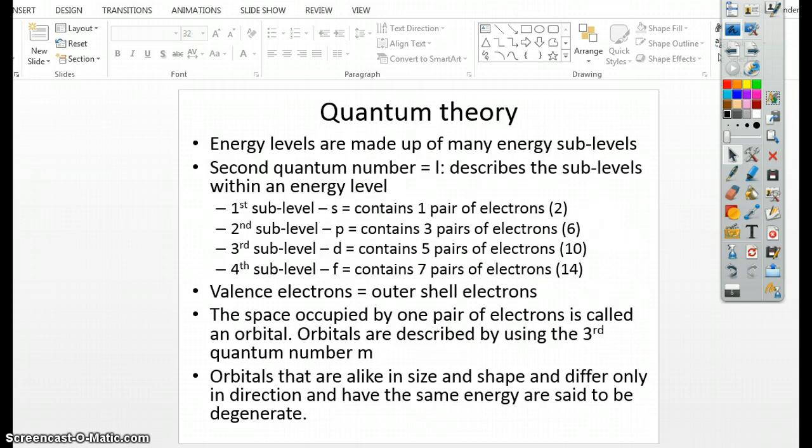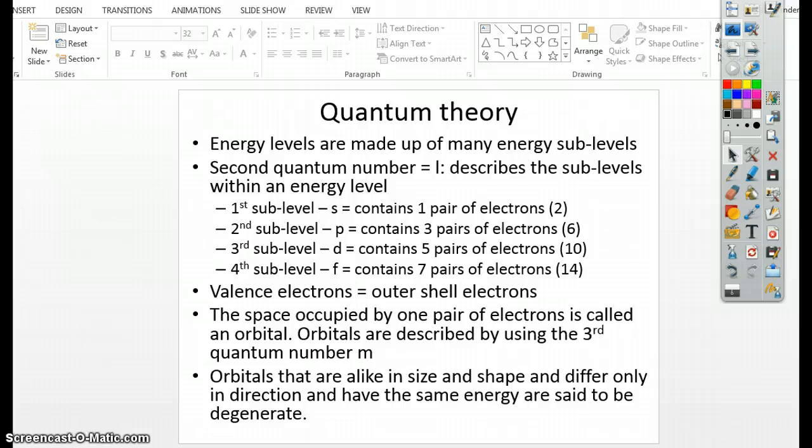Energy levels are made up of many sublevels. So there's sublevels within each energy level. So it's like broken down into smaller categories. The second quantum number, l, describes the sublevels within an energy level. The first sublevel is s. It contains 1 pair of electrons. The second sublevel is p, contains 3 pair of electrons. The third sublevel is d, contains 5 pair of electrons. The fourth sublevel is f and contains 7 pairs of electrons.